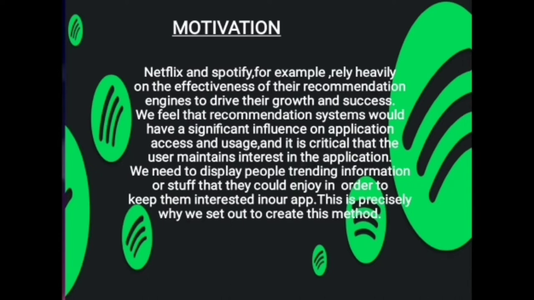In such a way, it increases the streaming time of that app, so it increases its profits. And not only about profits, but also to display trending information or stuff that people could enjoy, in order to keep them interested in the apps. So these are the reasons why we chose this project.